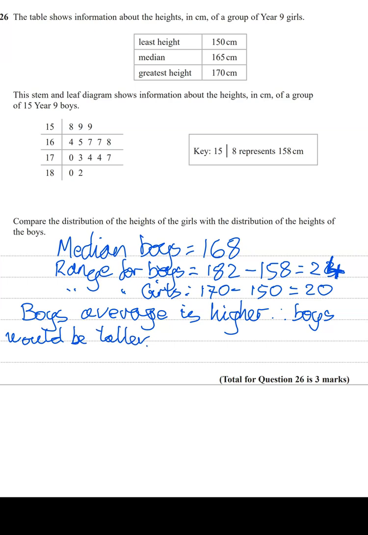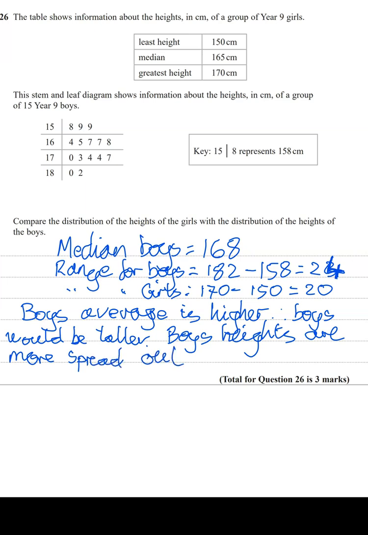And actually the boys' heights are more spread out. And we know they're more spread out because the range is bigger. Okay, so we've got the boys' heights are more spread out. So therefore we've got our calculations, and that would get us to the 3 marks.